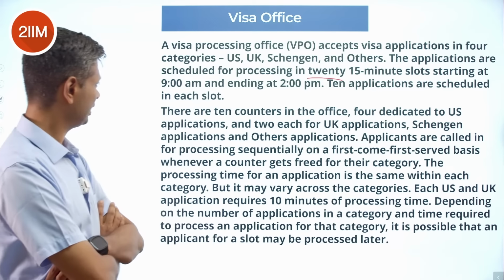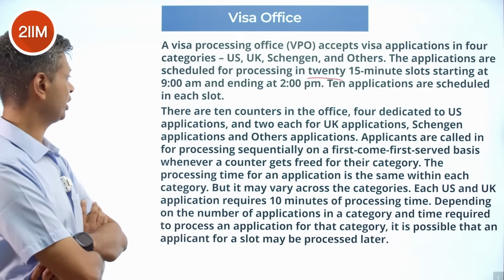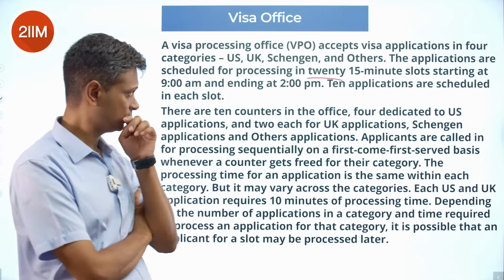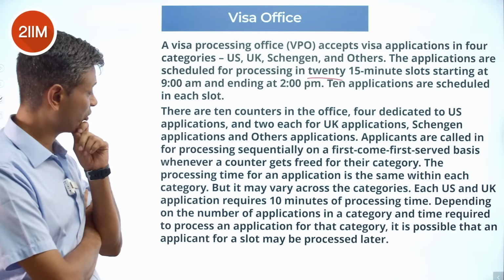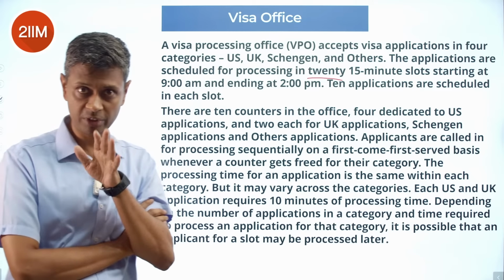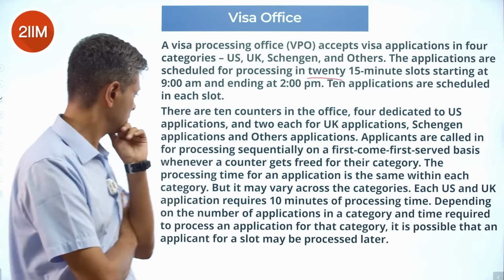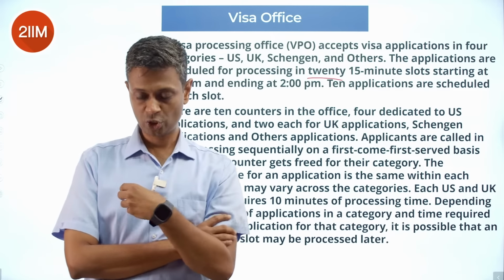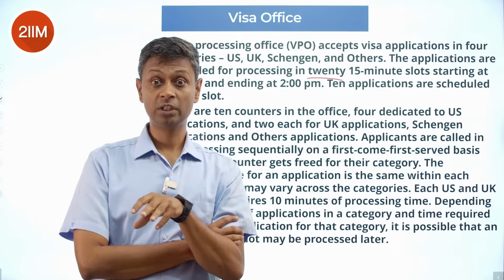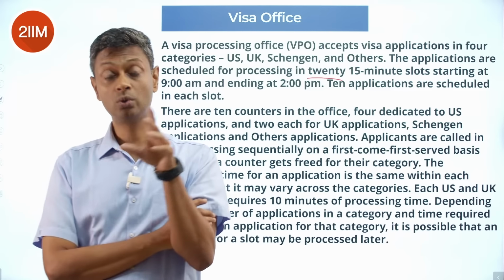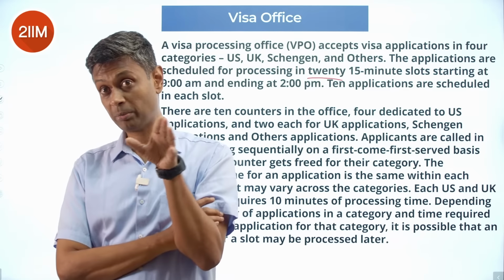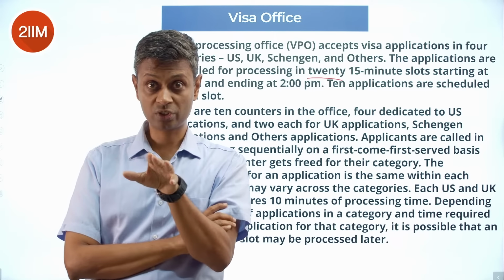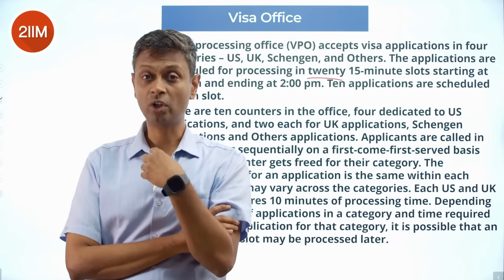There are 10 counters in the office, 4 dedicated to US, 2 each for UK, Schengen and others. Applicants are called in for processing sequentially on a first-come, first-served basis. They come in whenever a counter gets freed for their category. So if I'm in the UK counter, if my counter is free, I look up and go, who's here? 3 people are here. Who came first? Whose appointment was there in the first slot? Who came first in that sequence? I'll call them in.